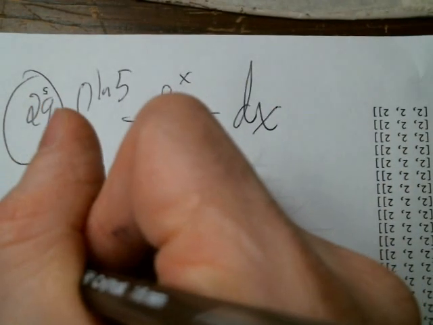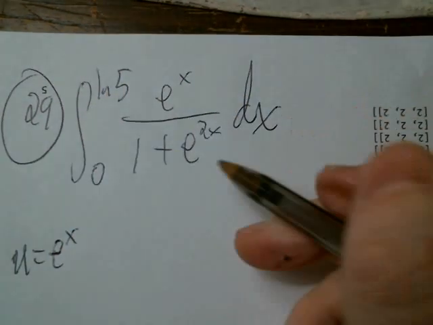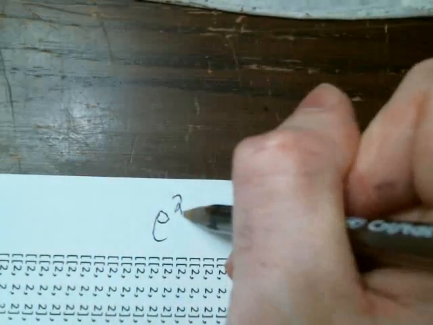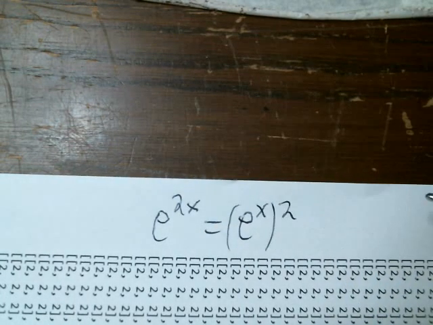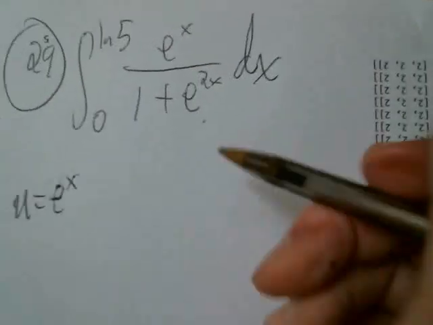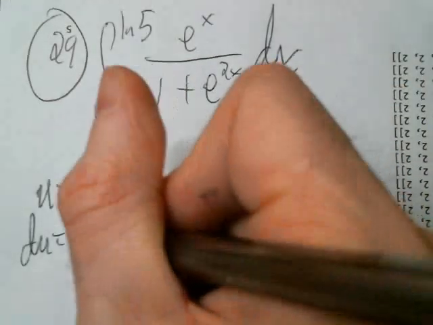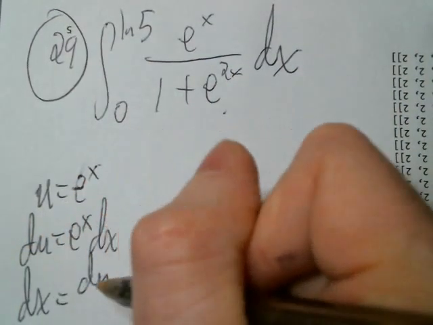I'm going to just let u equal e to the x, right? Because then e to the 2x is the same thing as e to the x squared. So if you let u equal e to the x, then our differential du is e to the x dx, and then dx is du over e to the x.